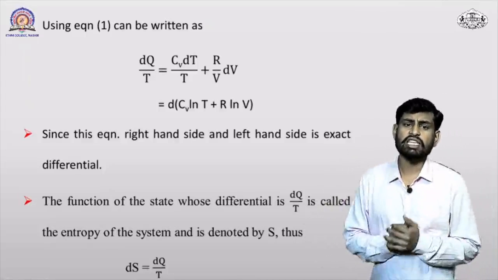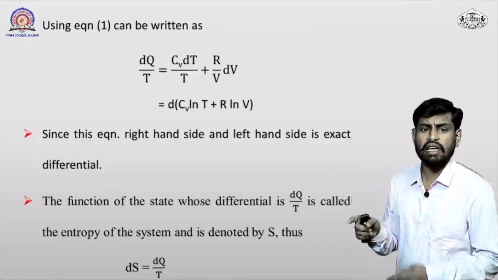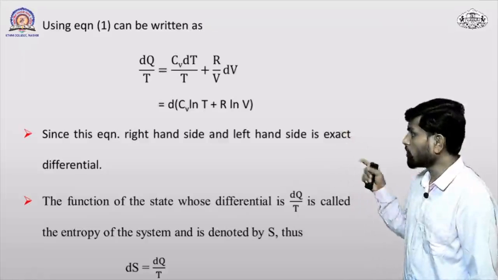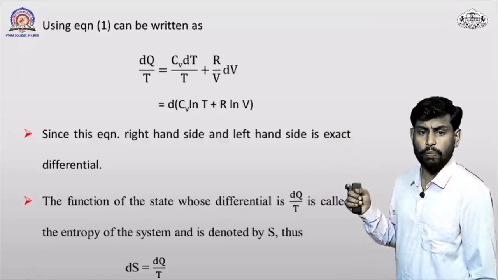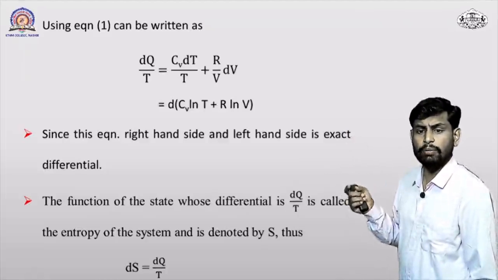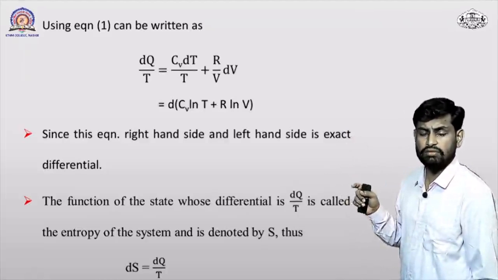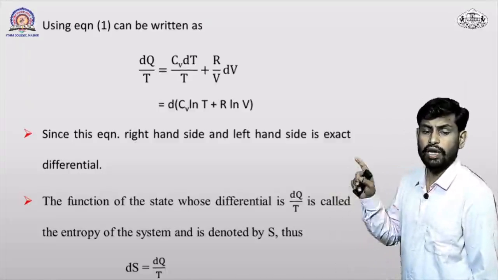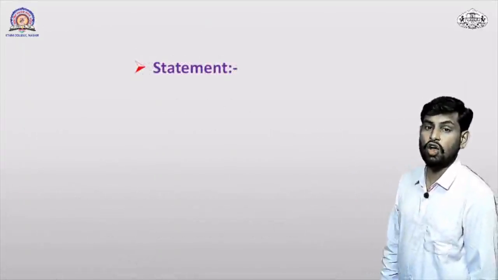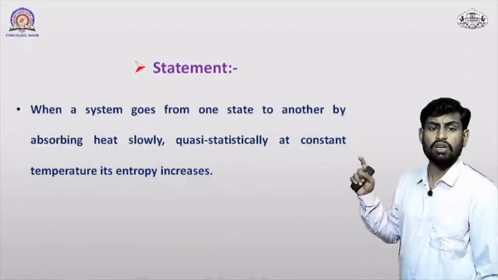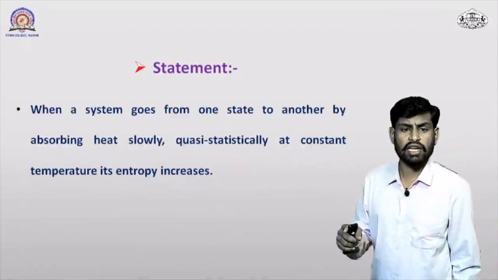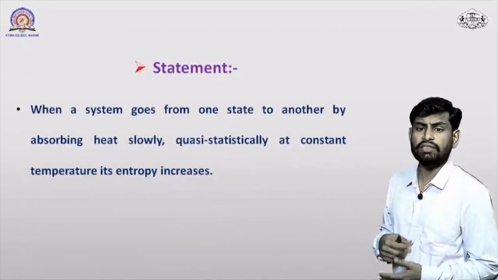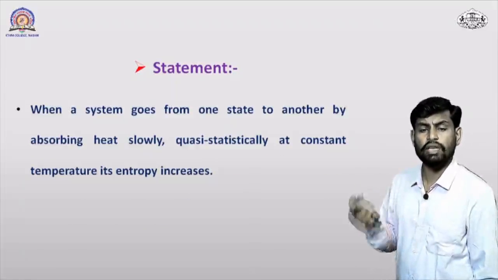Since the right-hand side and left-hand side are exact differentials, the function of state whose differential is dQ/T is called the entropy of the system and is denoted by S. Thus, dS = dQ/T. That is the law of entropy. Statement of the second law: when a system goes from one state to another by absorbing heat slowly, quasi-statically, at a constant temperature, its entropy increases.